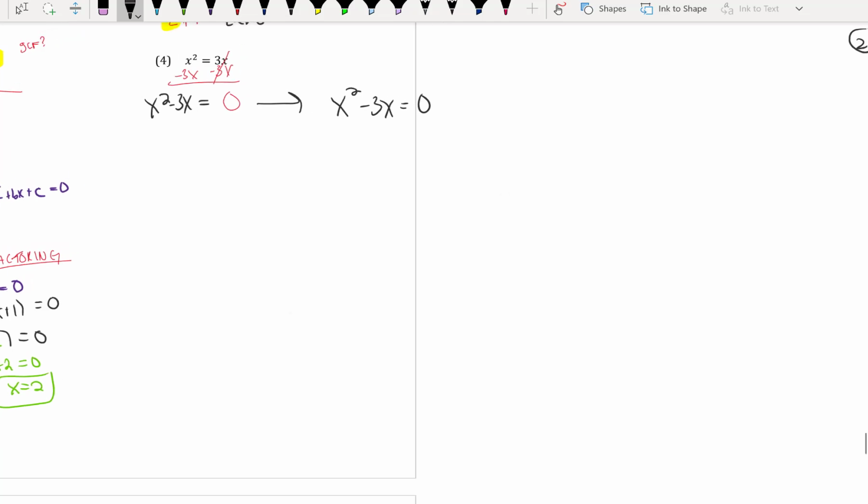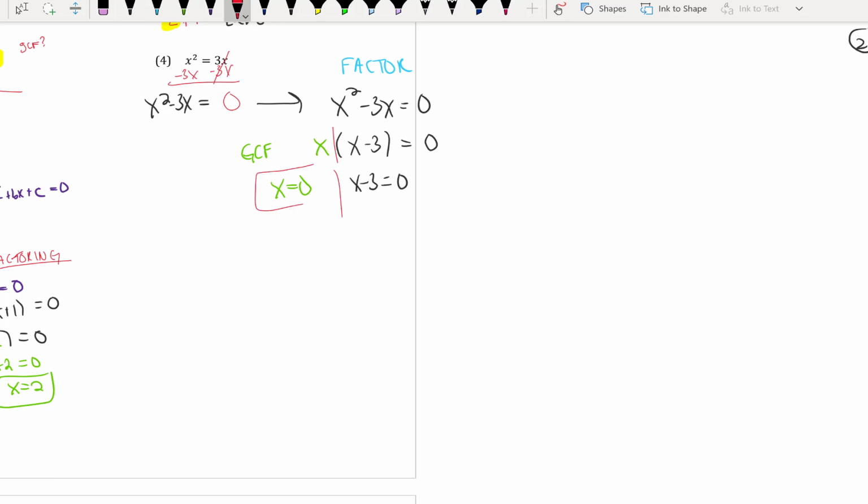So then from here, if I'm trying to factor, then I'm going to look at my greatest common factor. That would be an x. That's what they have in common. So I'm left with an x minus a 3 is equal to 0. So now that it's factored as far as possible, I set each factor equal to 0. So I have my x is equal to 0. And you also have your x minus your 3 is equal to 0.